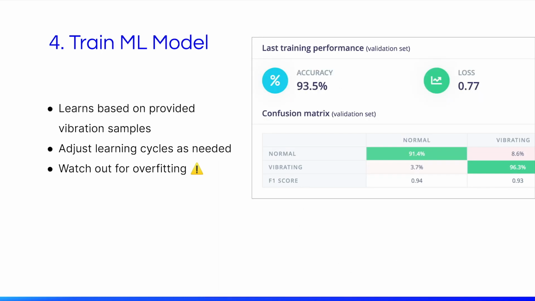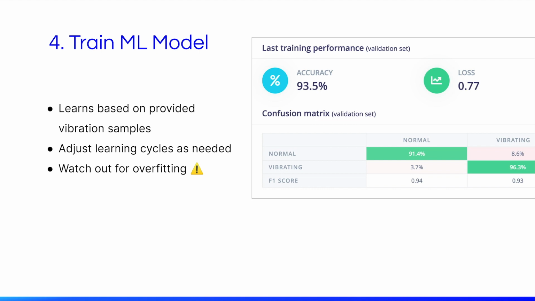Step number 4, train the machine learning model. Once you have those features extracted, you can train a model that is able to take a look at some input data and then tell you which class it thinks that it belongs to. In our case, we have 2 classes, which is normal and vibrating. The model learns based on the provided vibration samples.